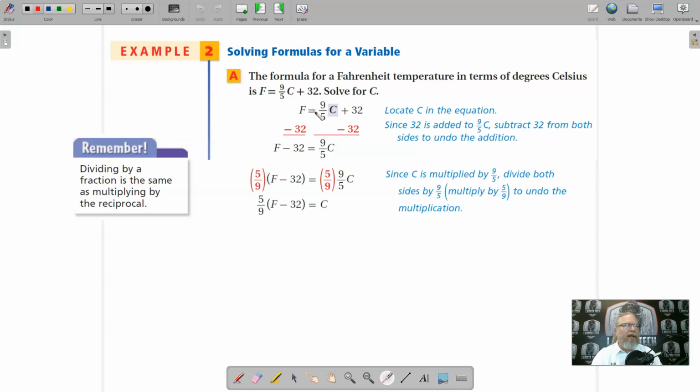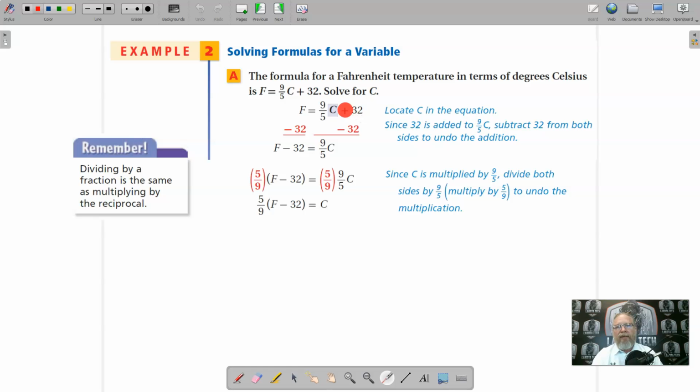So let's start off with the equation for Fahrenheit. Fahrenheit equals 9/5 C plus 32. And we want to isolate the C. Well, before we can get to the C that's here that's tied to the 9/5 using multiplication, we first have to get rid of the addition here of the plus 32.